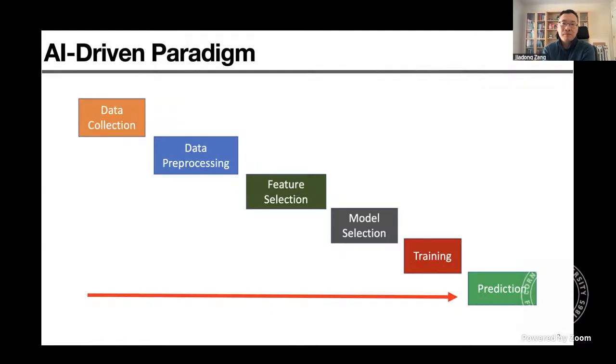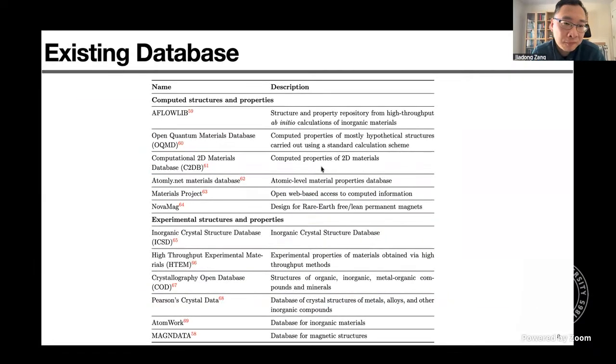Because for data-driven material discovery to work, we do need a decent size of data to train the model. Okay? But in the discipline of magnetism, a comprehensive database is largely missing. So this is a list of databases related to materials. Okay? And they are classified into 2 categories.